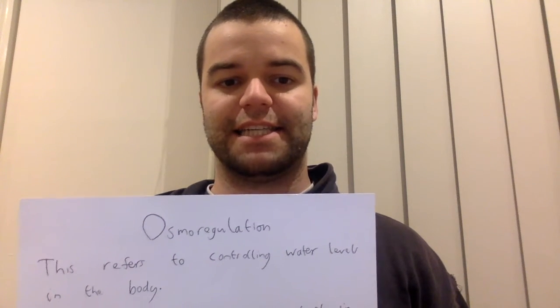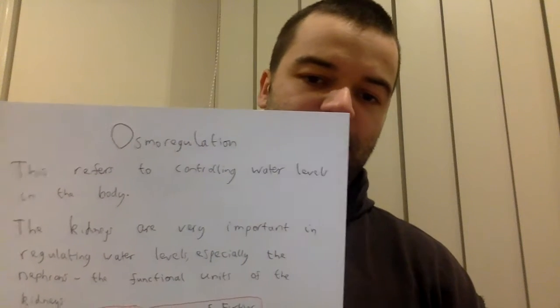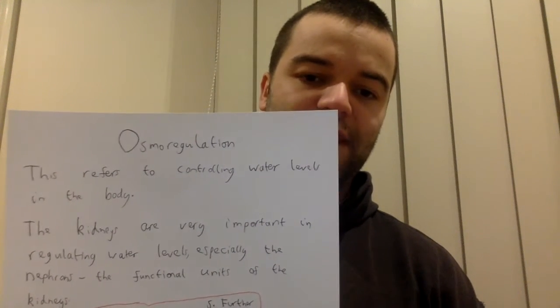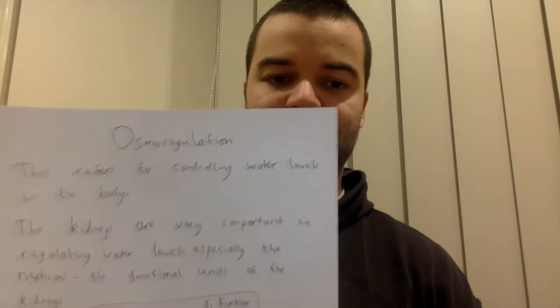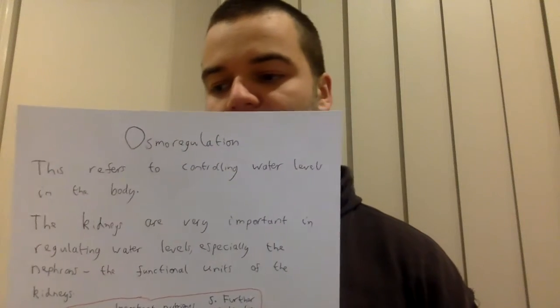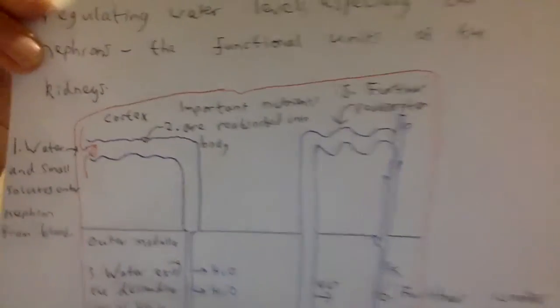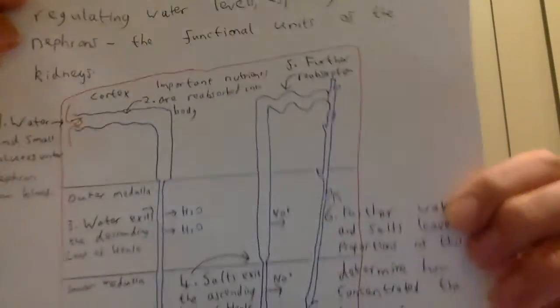So we want to make sure that our water levels are balanced in a steady state, and homeostasis and negative feedback allow that to happen. So I've put here that the kidneys are very important in regulating water levels, especially what we call the nephrons. So the nephrons are tiny functional units in the kidneys, and that's where water is able to be reabsorbed or nutrients are taken out of water. You don't technically need to know in detail how the nephron works, but I thought I'd just give you a bit of an overview of that anyway.